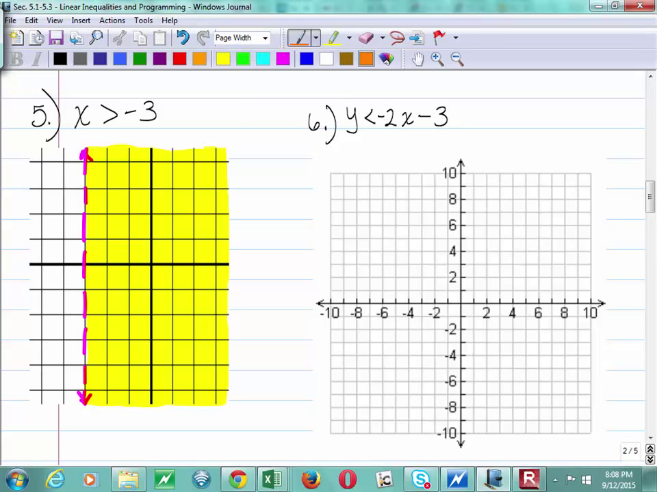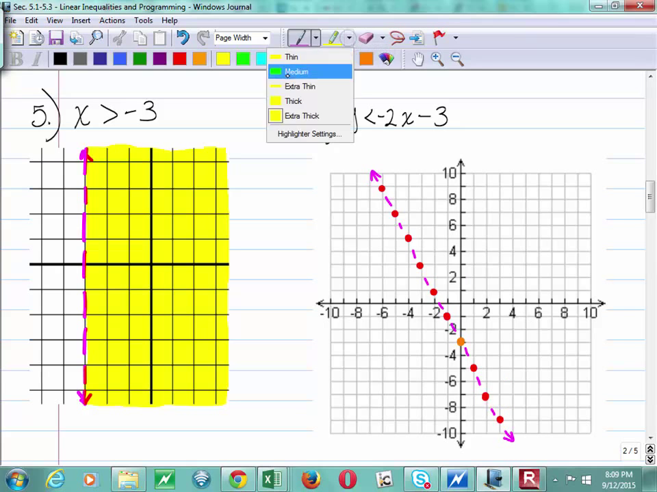Number 6, we have the y-intercept is at -3. The slope is -2, so from there I'm going to go down 2 over 1. Just do that a few more times. Go up 2 and to the left 1, and do that a few more times. Okay, and it is strictly less than, so it's dashed. And it's less than, so we're shading underneath.